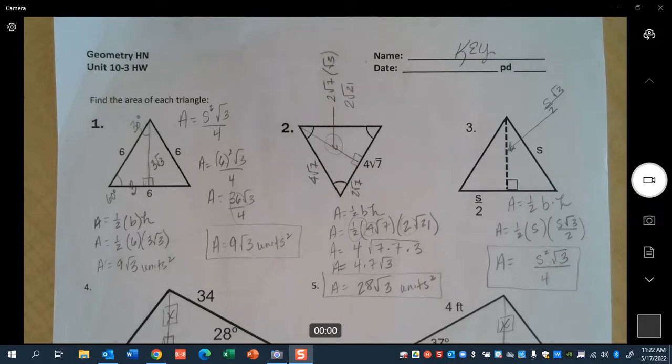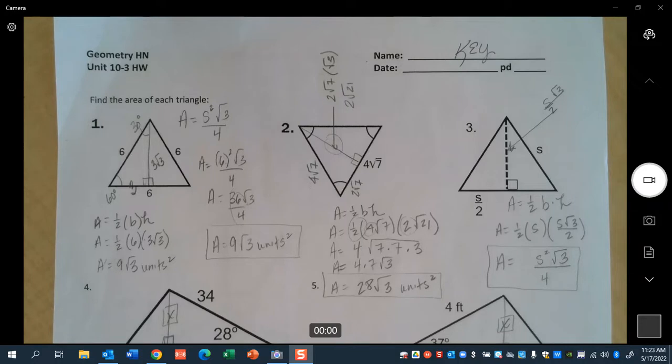So I'm okay with 1/2 base times height. What do you think was more work, using the formula or 1/2 base times height? I don't know, it's 50-50 kind of. Making sure that you have your units squared.